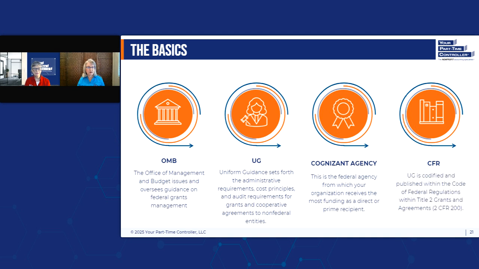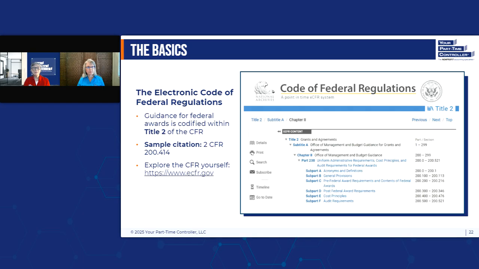The CFR is the Code of Federal Regulations. It codifies and organizes federal agency regulations into one publication. Once the federal agencies adopt that guidance, sometimes providing their own interpretation of those rules, it becomes regulation. The easiest way to access the CFR is online. The UG is housed in 2 CFR 200.